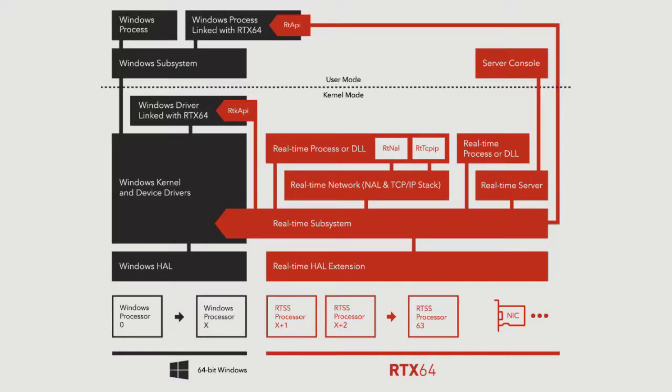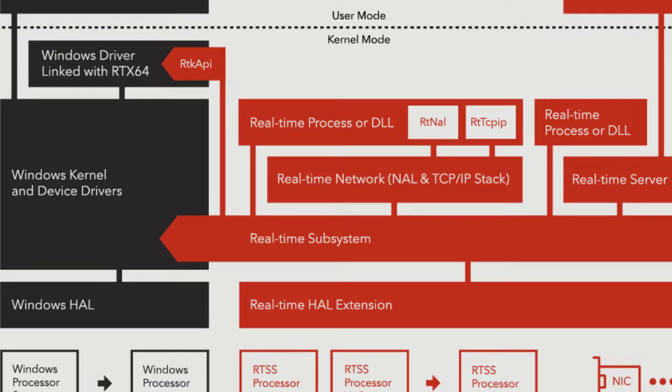RTX64 transforms Windows into a real-time operating system that outperforms real-time hardware such as DSPs and MCUs at reduced development costs. The RTX64 Runtime adds a real-time subsystem, RTSS, to Windows that delivers deterministic hard real-time performance. It is deployed on your target system with your real-time application.